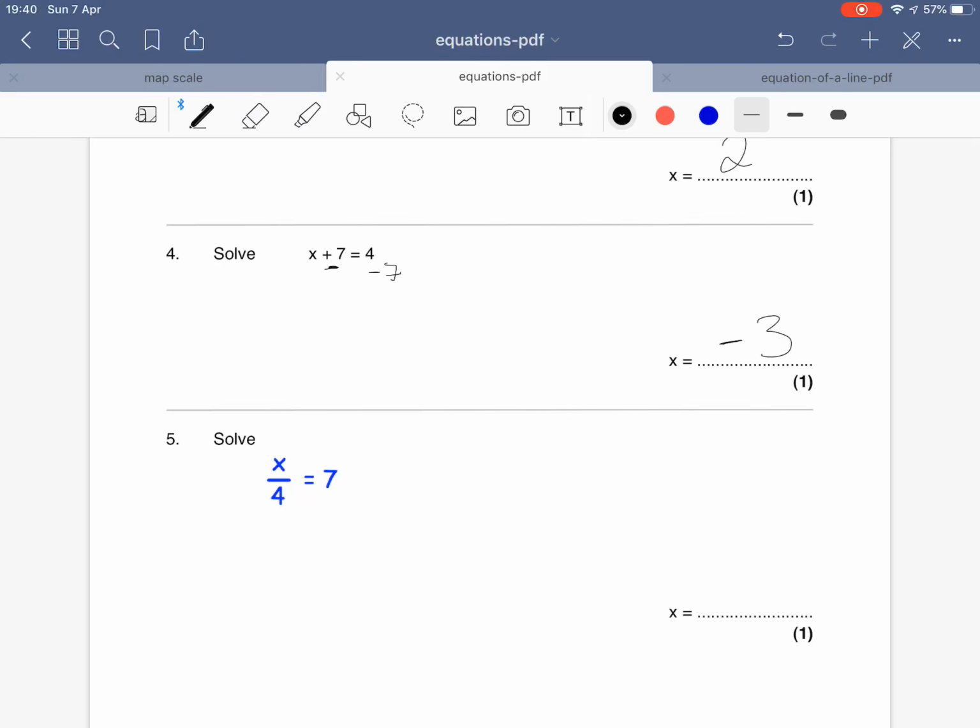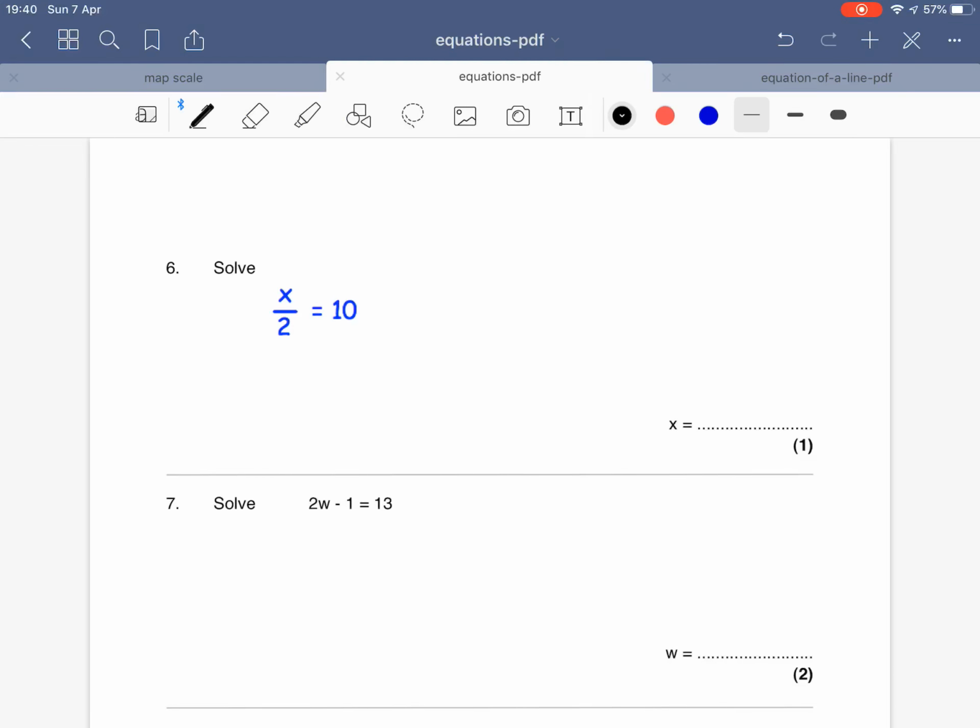Now this, x over 4 is 7. A lot of people don't use their common sense and know that a fraction is a divide. So this means x divided by 4 is 7. So something divided by 4 is 7. The opposite of dividing is times. So I'm going to do 7 times my 4, which is 28. So 28 divided by 4 is 7.